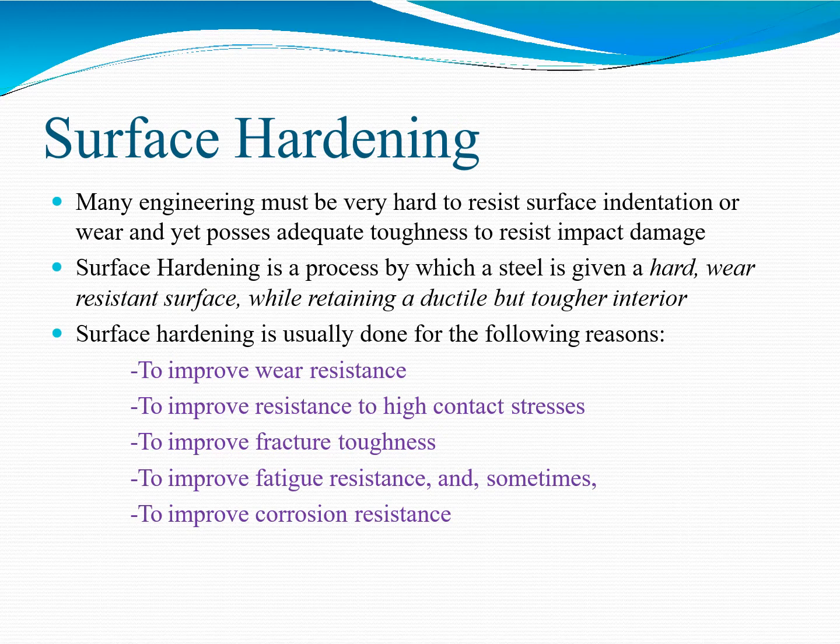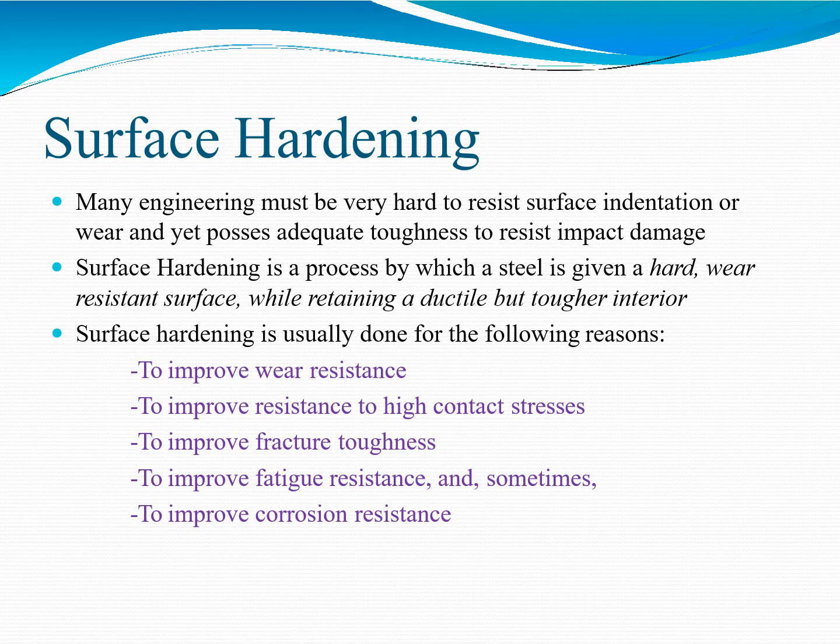What is surface hardening? Many engineering components must be very hard to resist surface stresses or wear, and yet possess adequate toughness to resist impact damage. So surface hardening is a process by which a steel is given a hard, wear resistant surface while retaining a ductile but tougher interior.